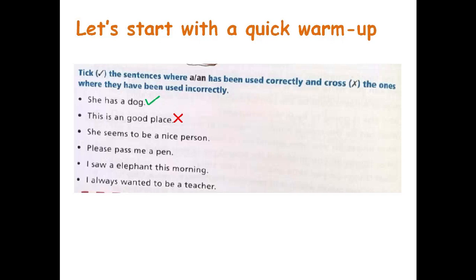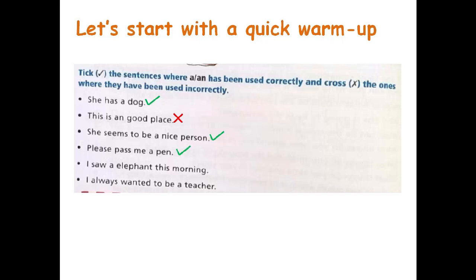A nice person. This again is correct. Fourth one, please pass me a pen. Now when you're talking about a pen, the article that goes before pen will be a, so it is correct.